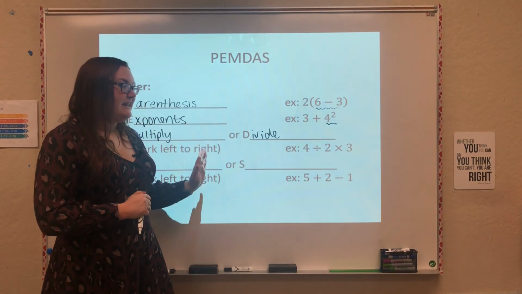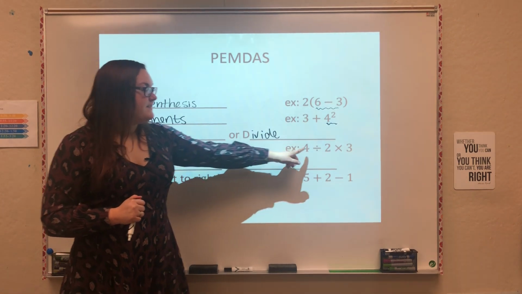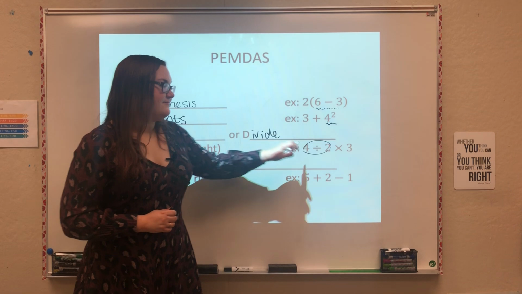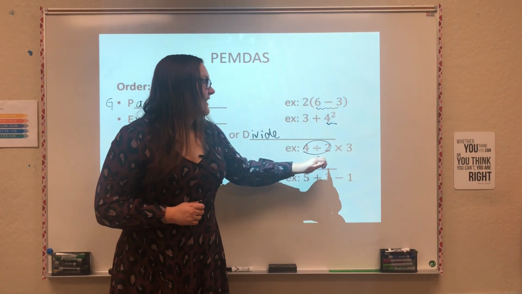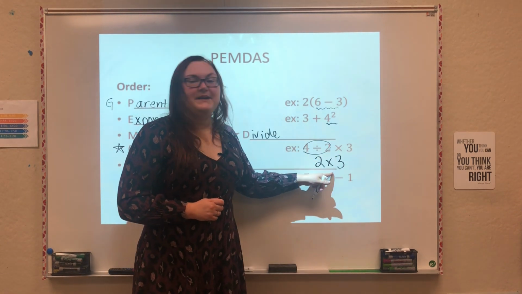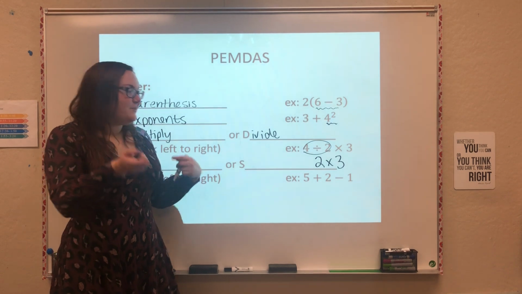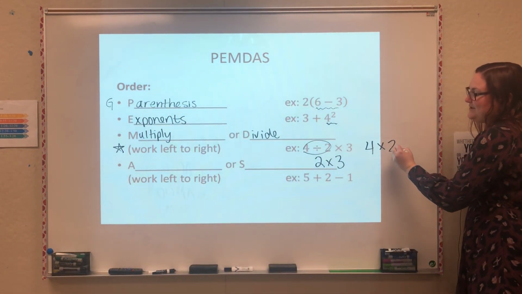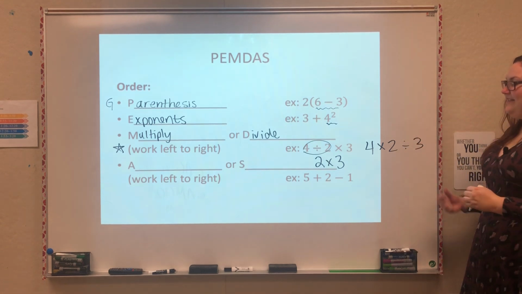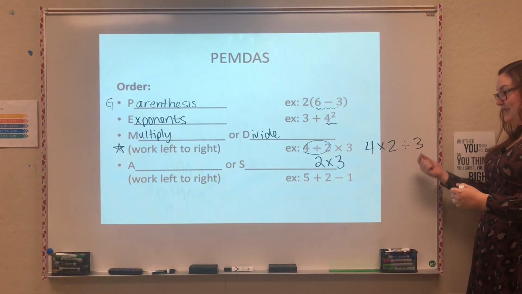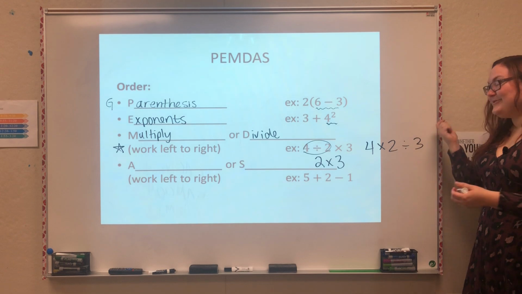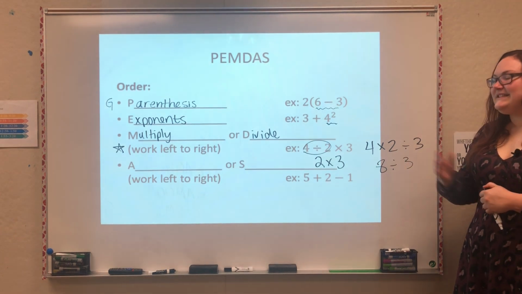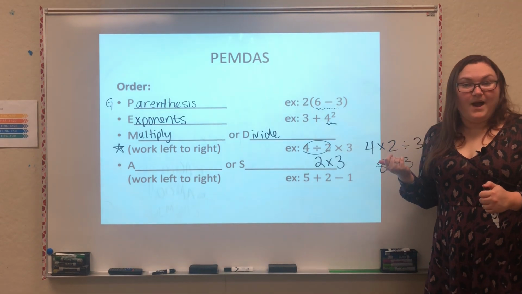We're going to go from left to right. So in this problem, division comes first. So I would do the division part first, get an answer, and then my next part would be the multiplication. If I switched it around, if instead it said 4 times 2 divided by 3, then if I'm looking from left to right, the multiplication comes first. So I would do that first and then do the division. So it's going to depend which one comes first in the problem.